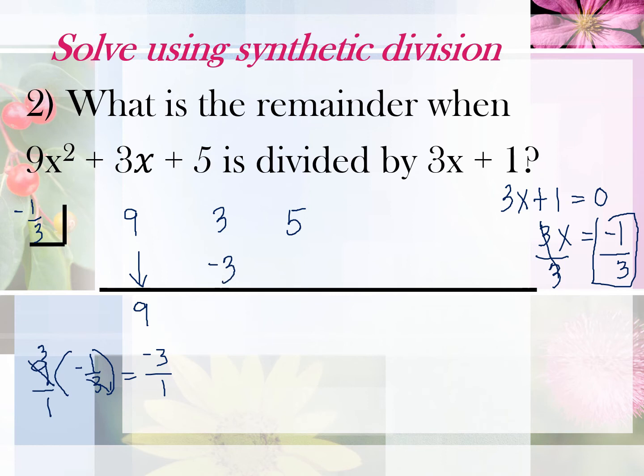So, 3 plus negative 3 is equal to 0. Then, 0 times negative 1/3 is equal to 0. Then, 5 plus 0 is equal to 5. So, ibig sabihin, ang remainder ng ating given function ay 5.